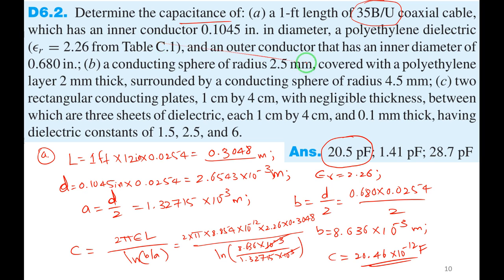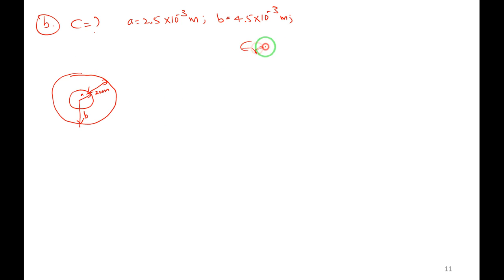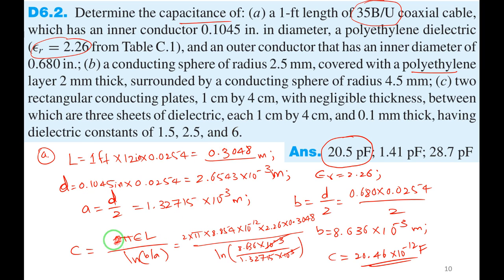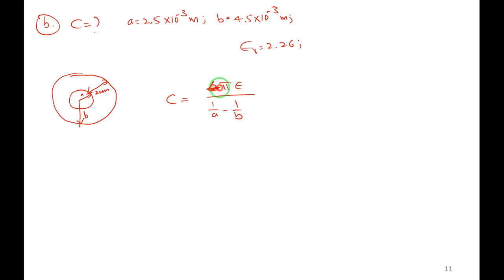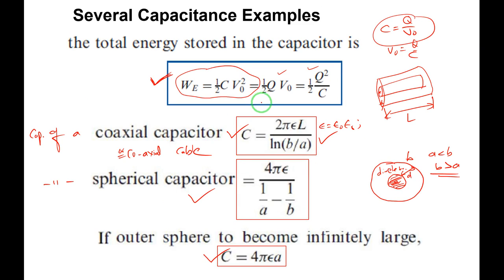It is asked, then what is the polyethylene? Polyethylene means dielectric constant epsilon r is 2.26. Polyethylene, it is given. So calculate the capacitance. What is the capacitance of a spherical capacitor? So we will write the formula 2 pi epsilon divided by 1 by a minus 1 by b. Is it correct? This is 4 pi should come. For spherical it is 4 pi epsilon. Let me verify the formula here. Yes, 4 pi epsilon divided by 1 by a minus 1 by b.